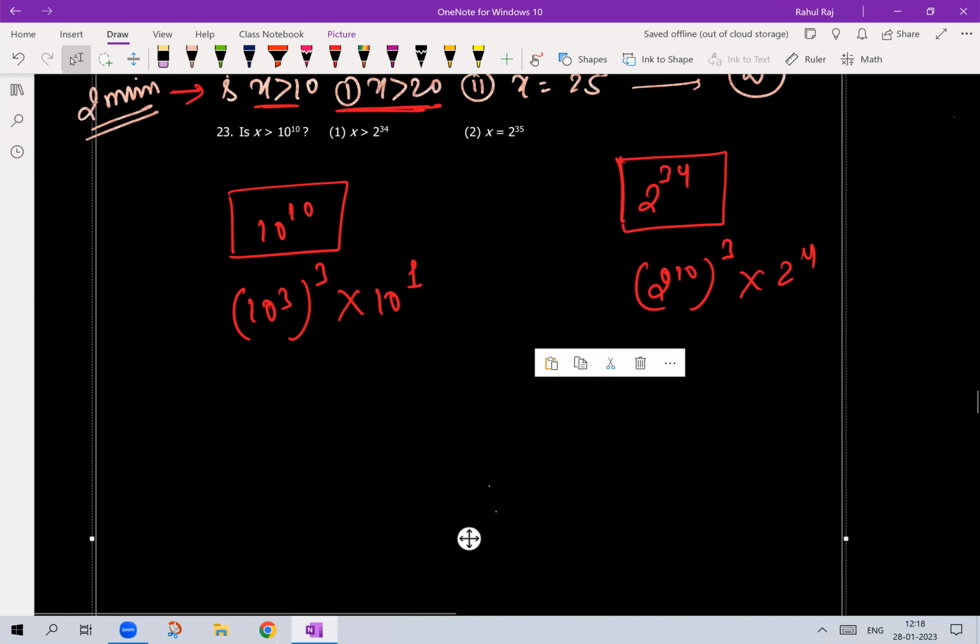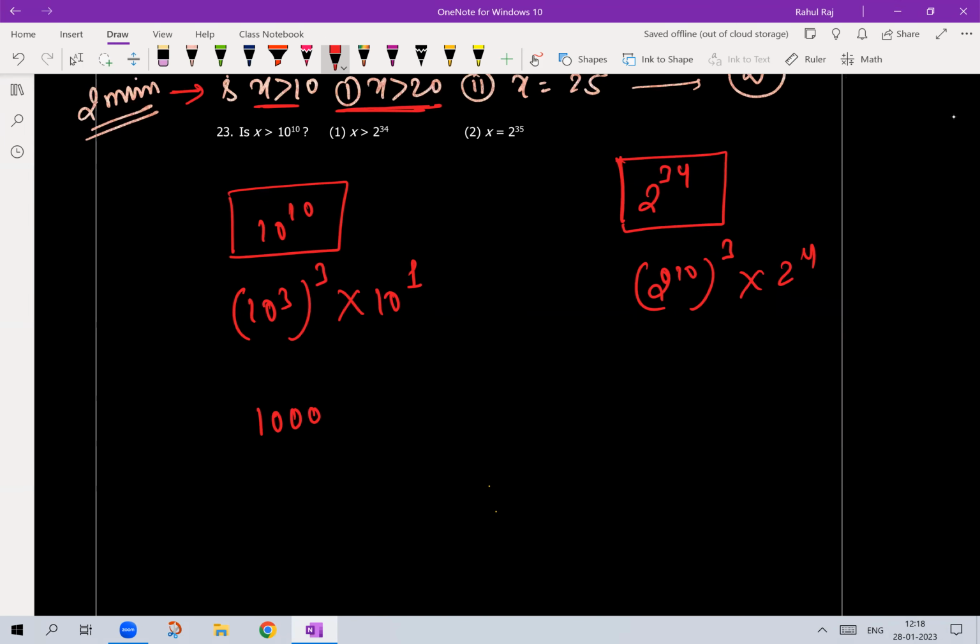So 10 to the power 10, what can I write? Can I write it as 1000 to the power 3 into 10? 2 to the power 10 is what? 2 to the power 5 is 32. So 32 into 32 is how much?